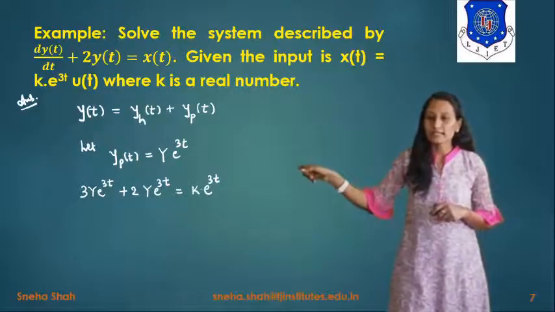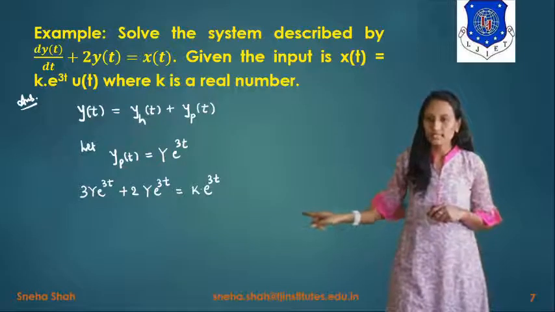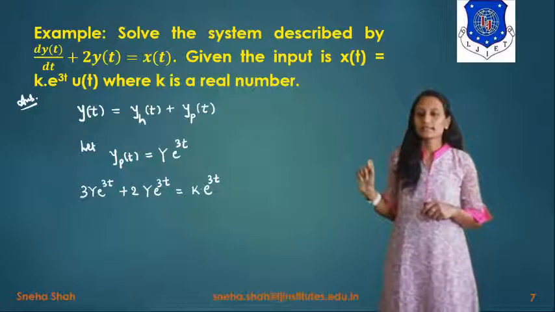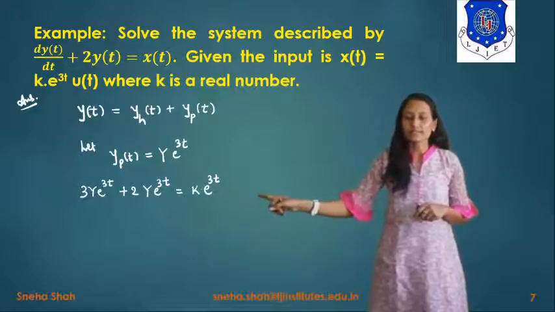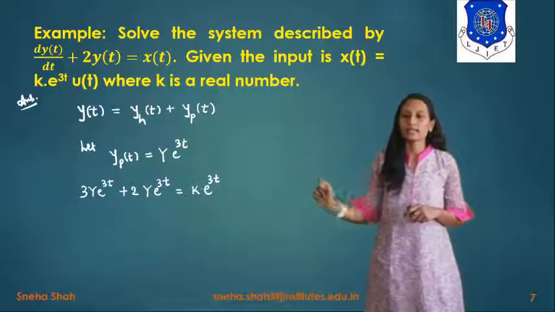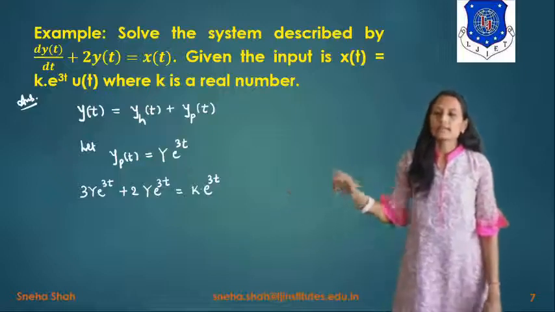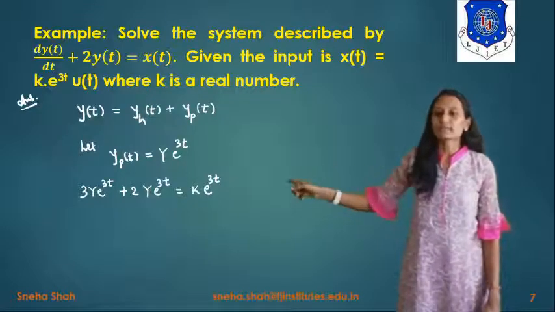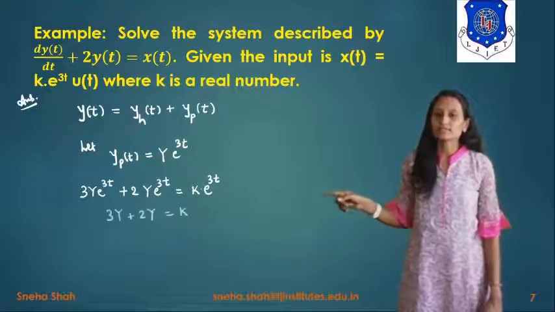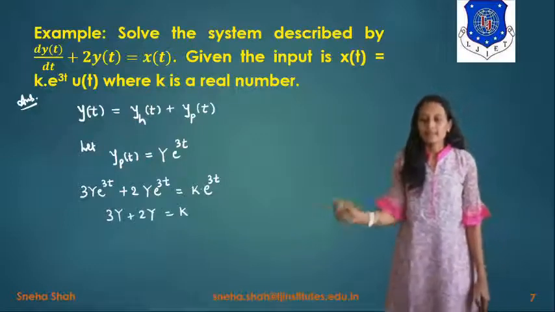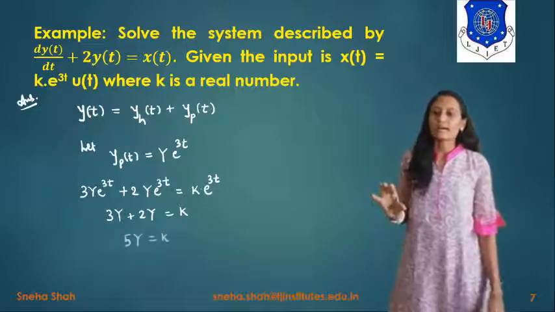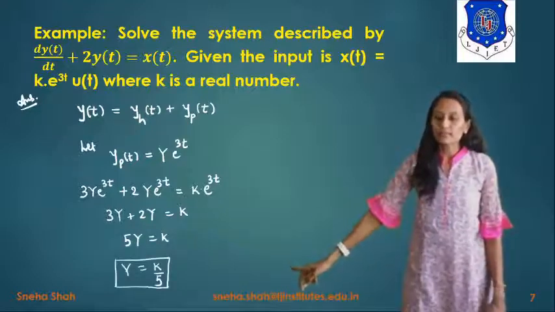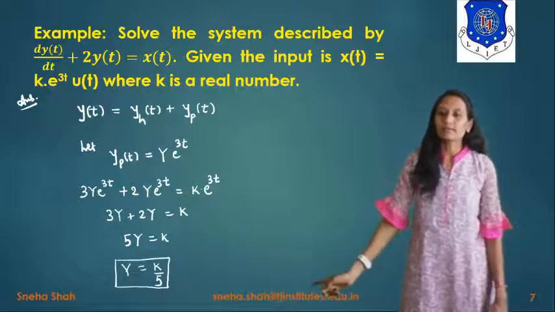Instead of y(t), we take capital Y e^(3t), and the value of x(t) equals k e^(3t), right? So instead of x(t), we have taken k e^(3t). Now if we solve this, on both sides e^(3t) will cancel out, so the term will be 3Y plus 2Y equals k. As 3Y plus 2Y equals 5Y, 5Y equals k. So from this, the value of capital Y equals k by 5.